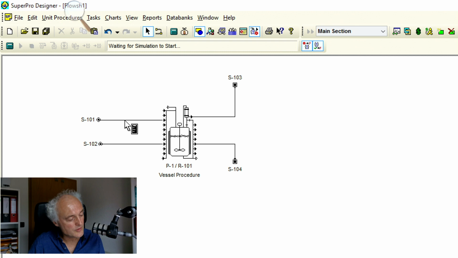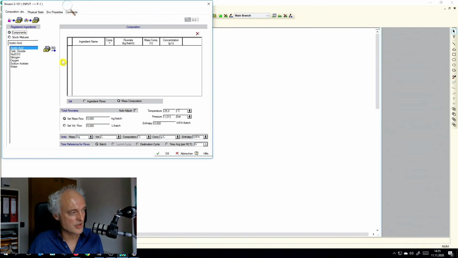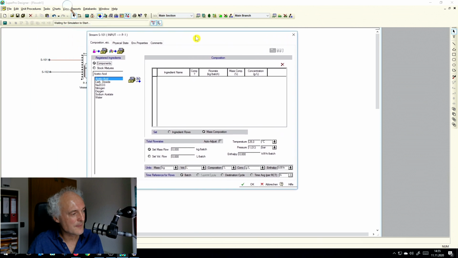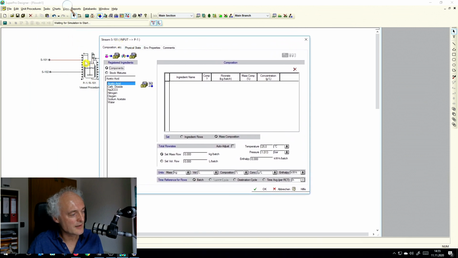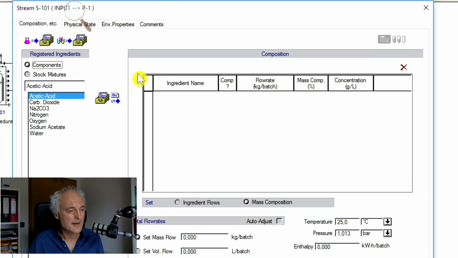Now what we have to do is initialize the stream. So we want to initialize the stream 101. We just double click on the stream. As soon as I have double clicked on the stream, a new window opens. Again, this is stream 101. You see that the stream is getting red. And this is a dialog which asks us to put something with respect to this stream.